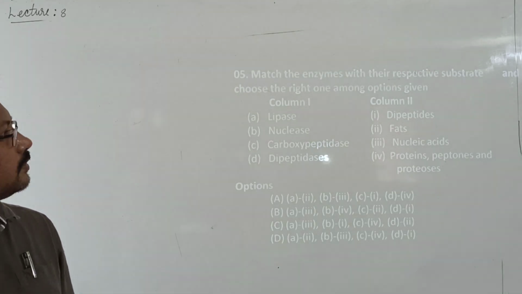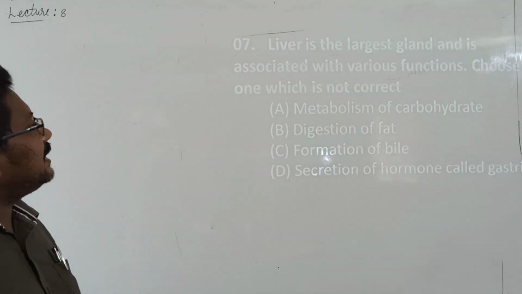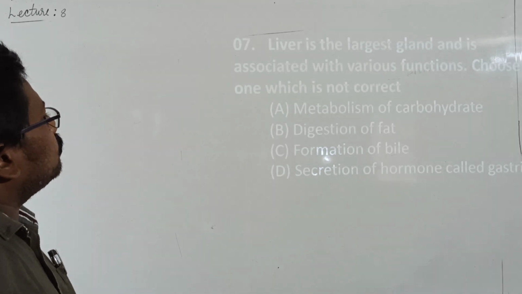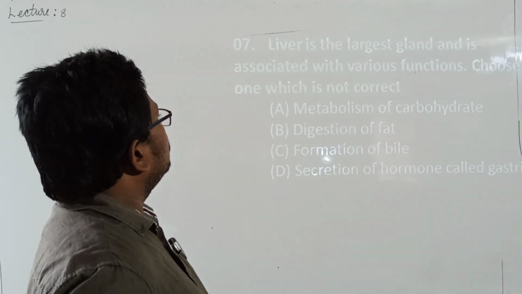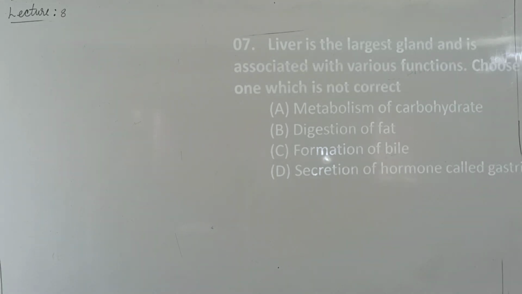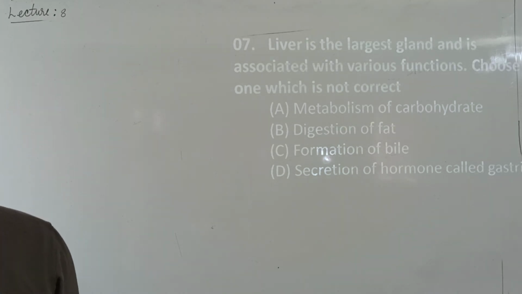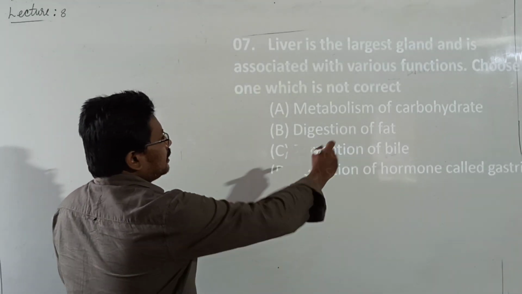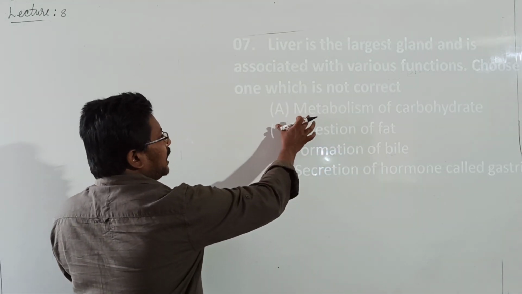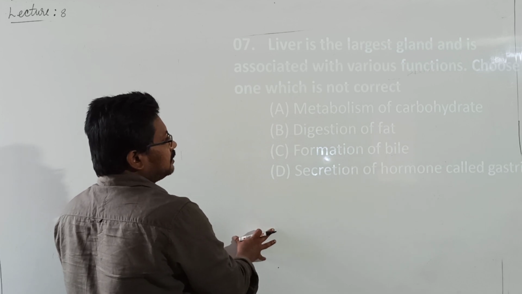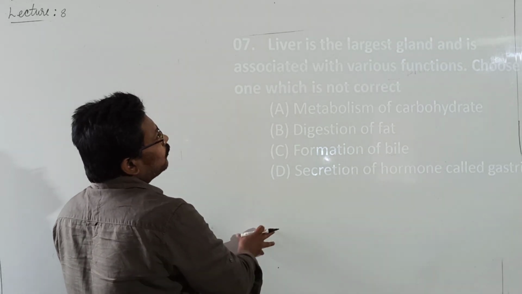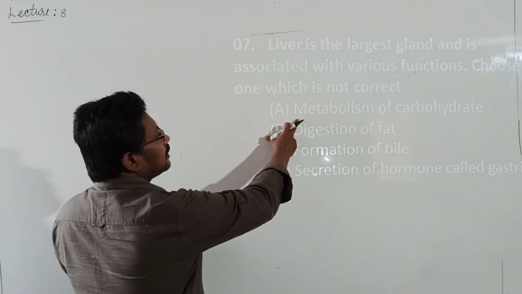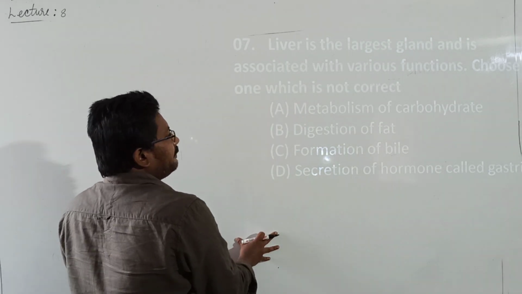So the next one, liver is the largest gland and is associated with various functions. Choose which one is not correct. Okay. So here the liver has so many functions, we know it. It has the function of metabolizing carbohydrates. So metabolism of carbohydrates is correct in regard to the liver.